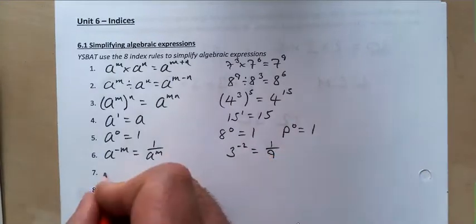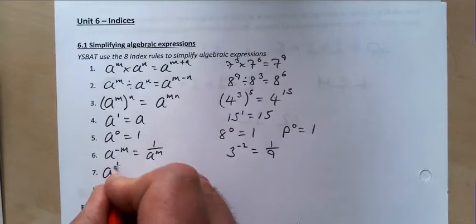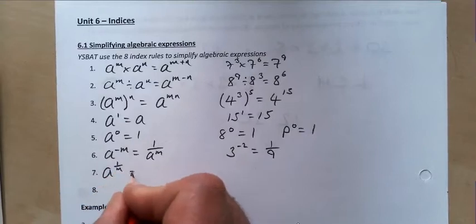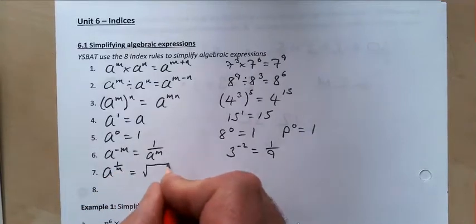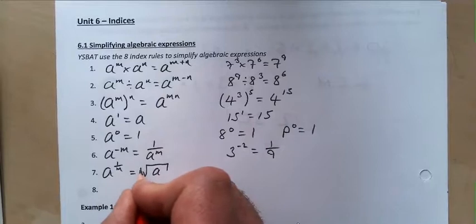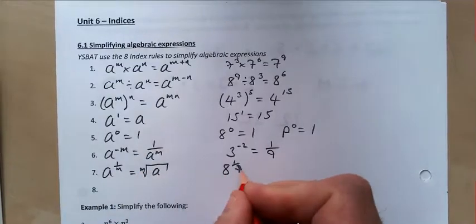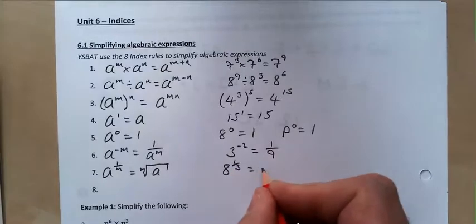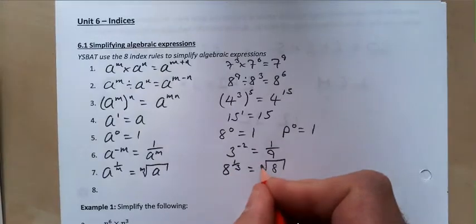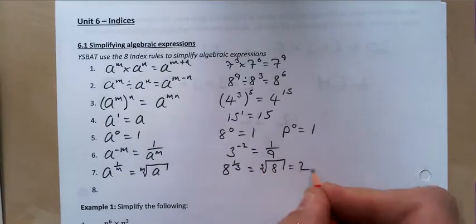Rule 7 is a to the power of 1 over m. That's the same then as the mth root of a. For example then, if we have 8 to the power of a third, that would be the same as the cube root of 8. And that would give you 2.